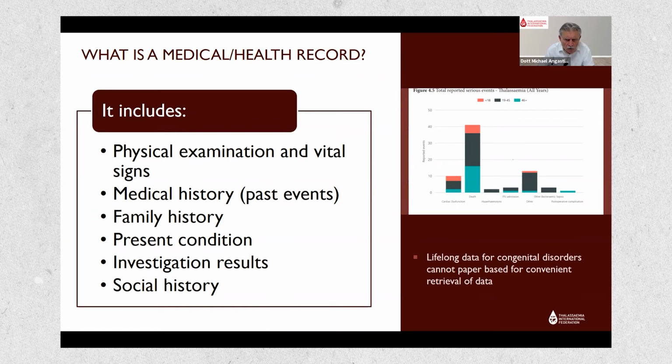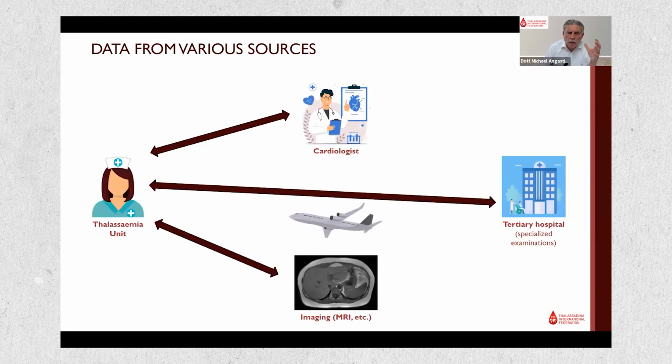Anything that has to do with the medical care of the patient, the physical examination, the vital signs. Is the patient growing? Medical history, the past events, family history, the present condition, all the laboratory results, and the social history. So it's a very complex medical record, and data come from a variety of sources.